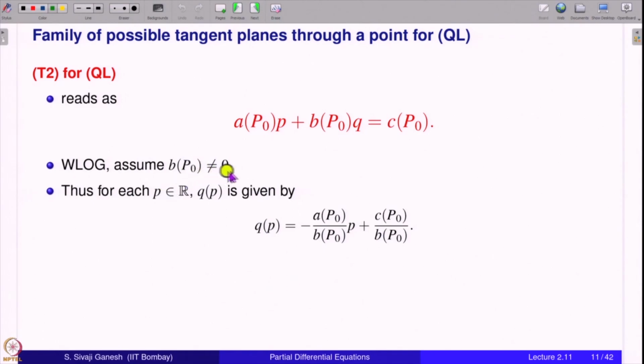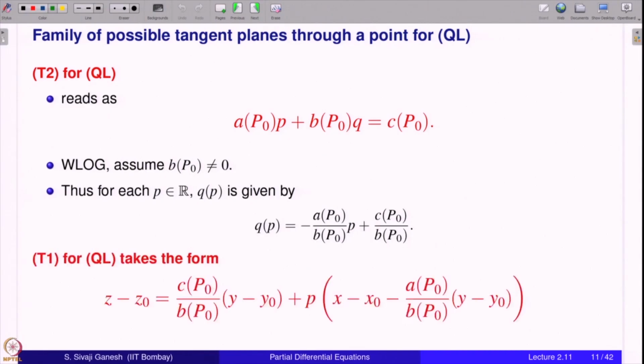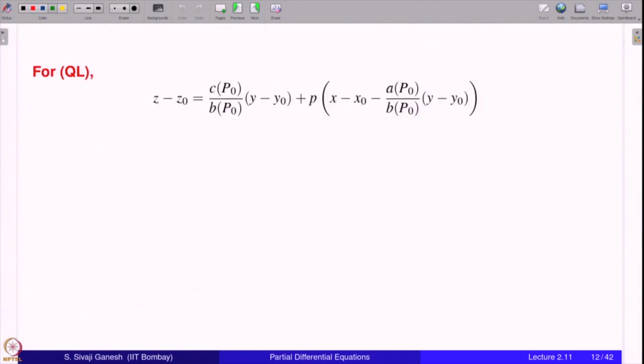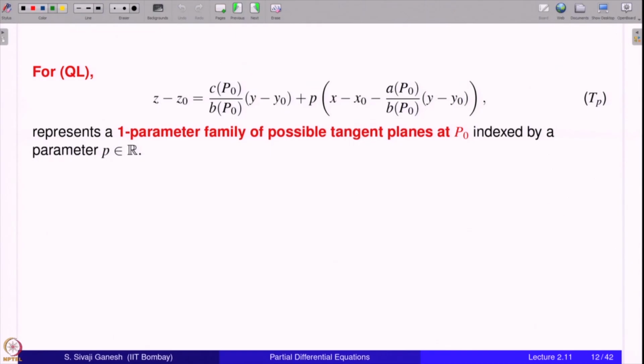We assume B is non-zero, then we can solve Q as a function of P. In fact, it is a linear function of P, that is what makes things much simpler, and T1 for QL becomes this after substituting for this. So, this is a family of possible tangent planes. We have explicitly got one equation. So, this Tp represents a one parameter family of possible tangent planes indexed by a parameter.